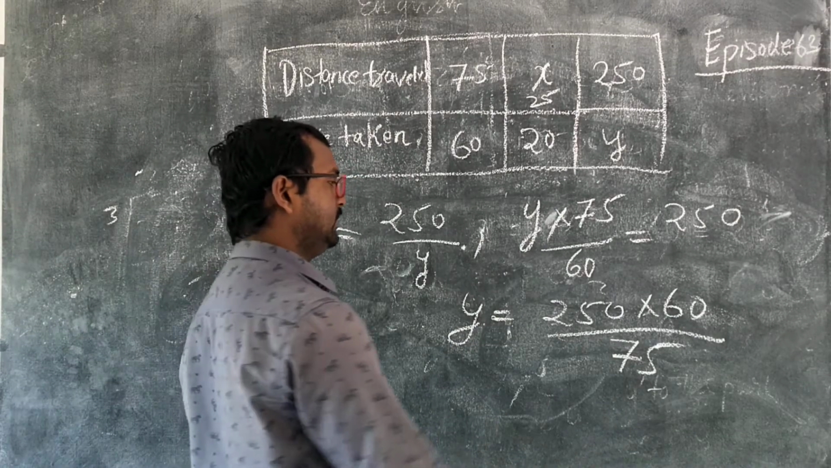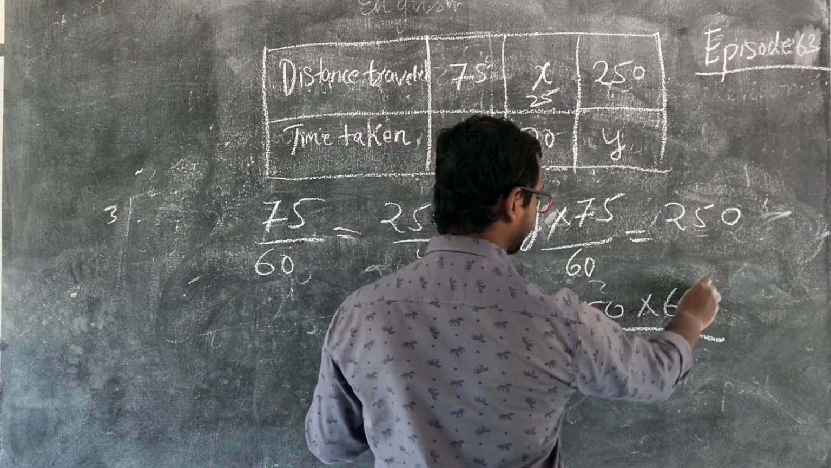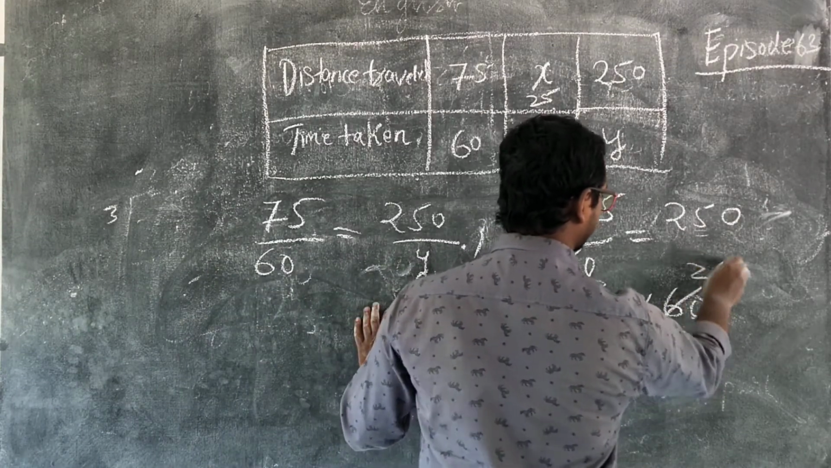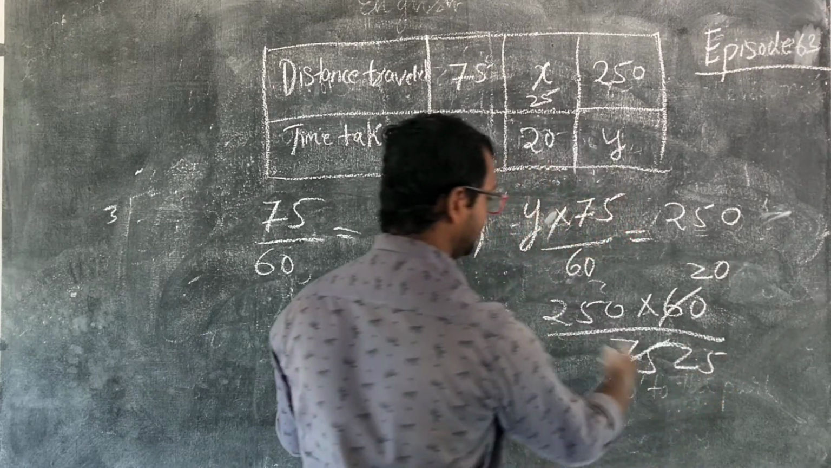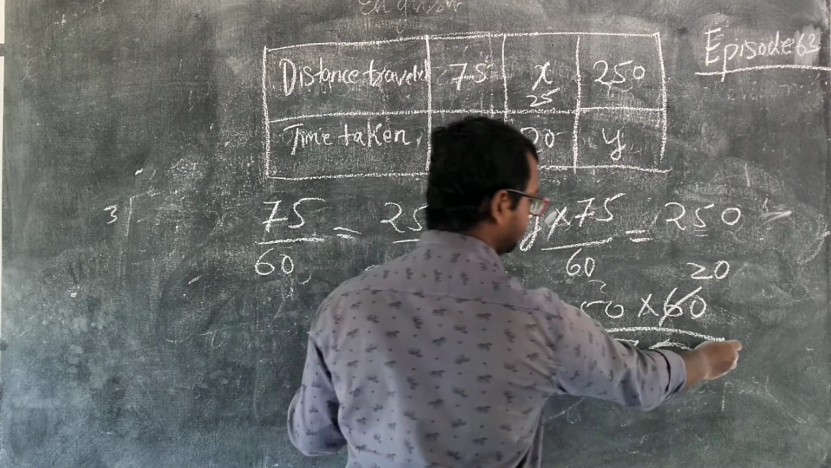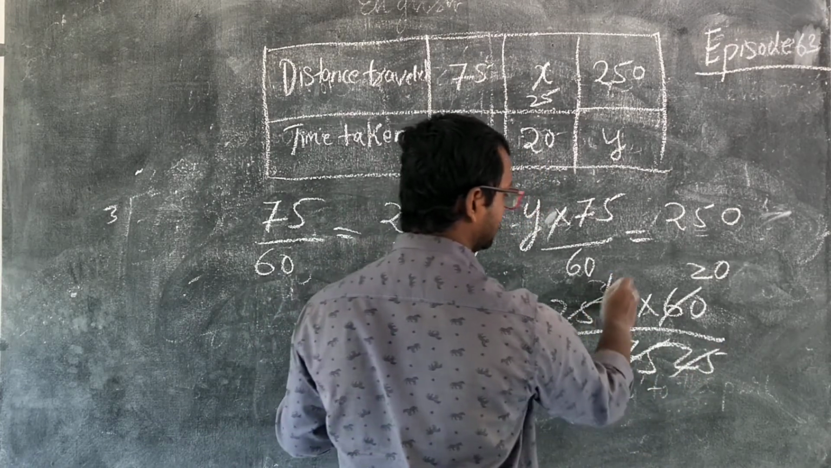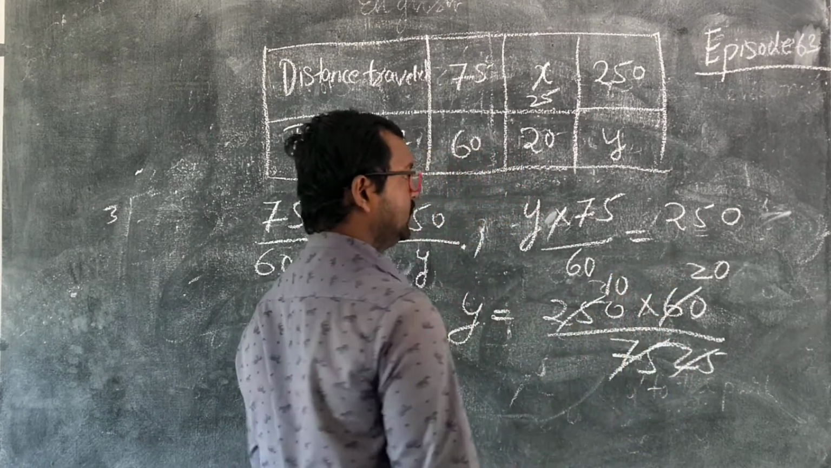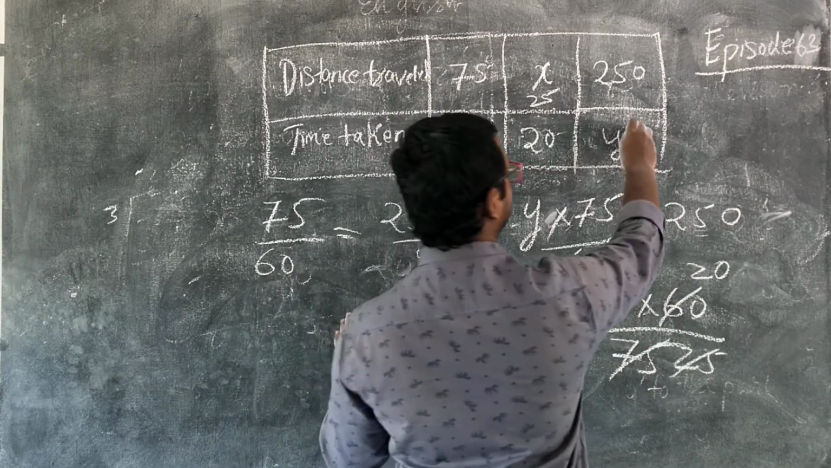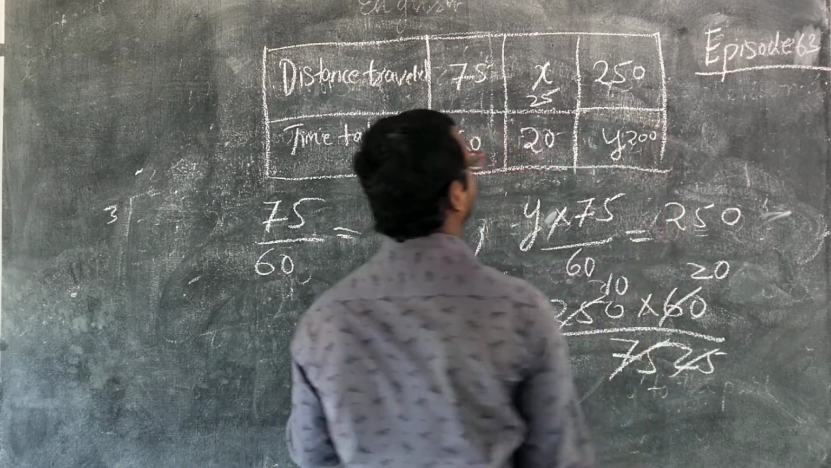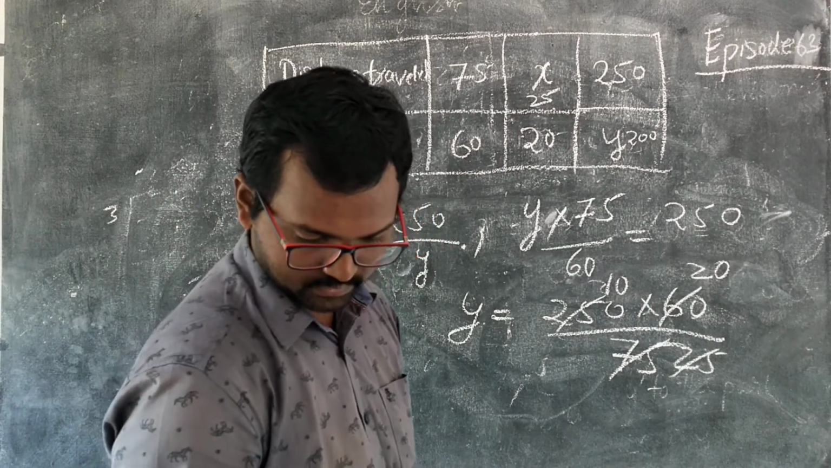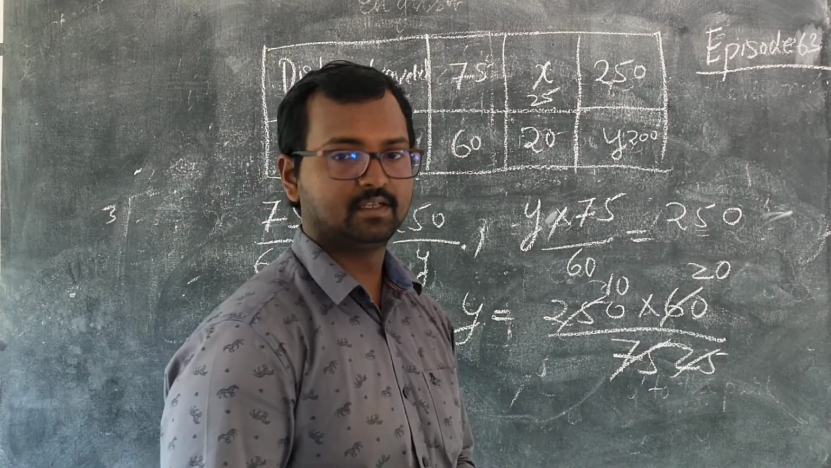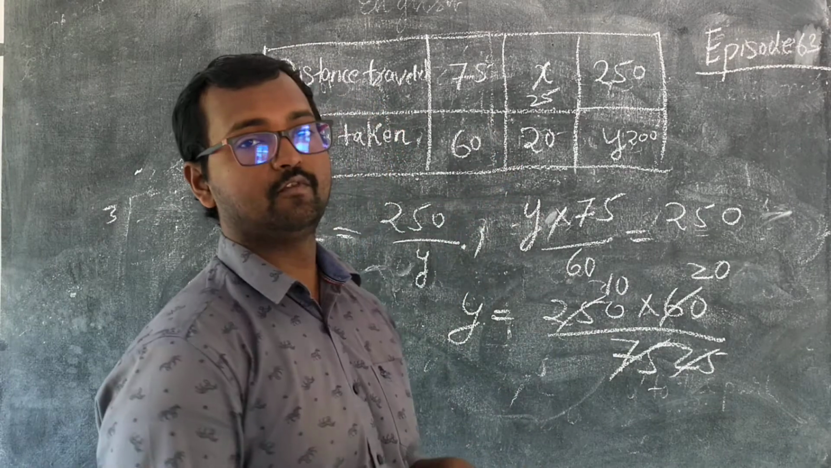So how much will it be? If you divide by 3, 75 gives 25 and 60 gives 20. 250 by 25 is 10, since 25 into 10 is 250. So 10 into 20 is 200. So how much will it take? It will take 200 minutes to cover 250 kilometers.